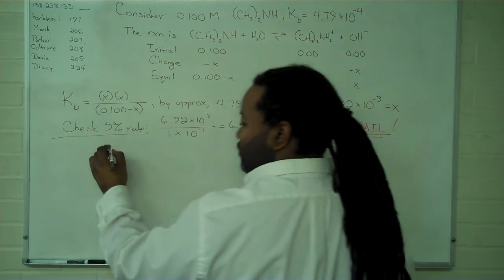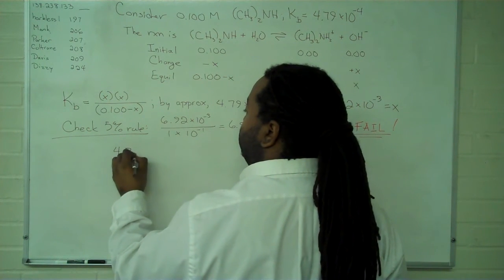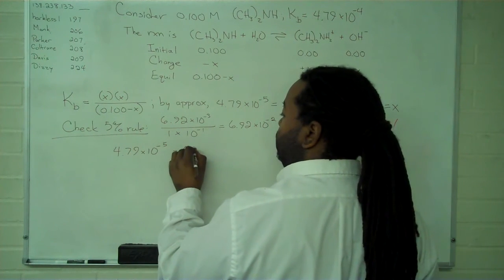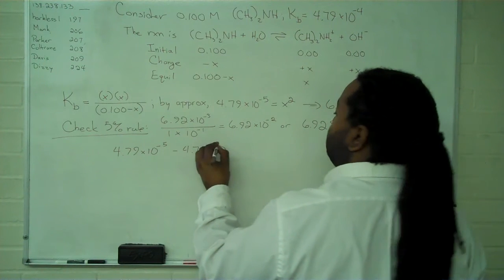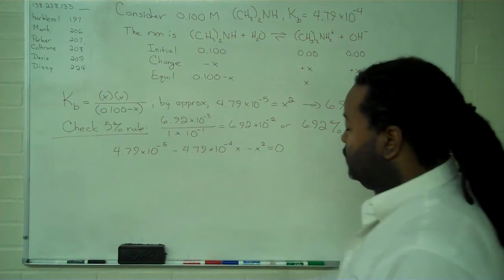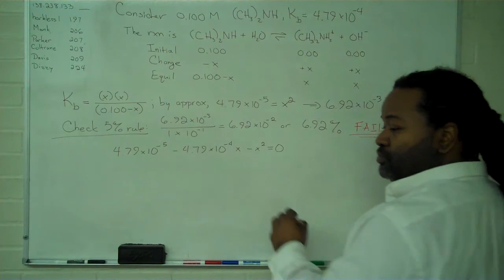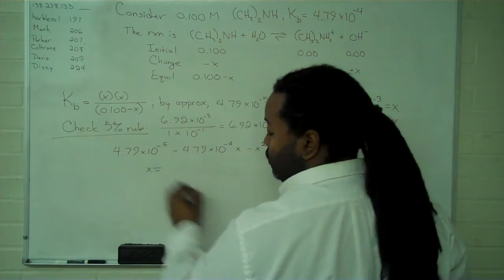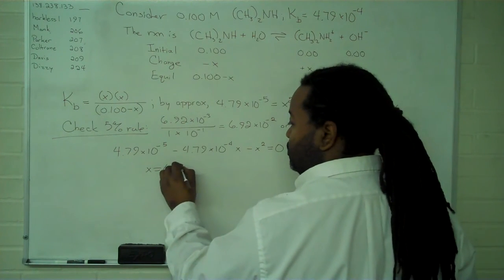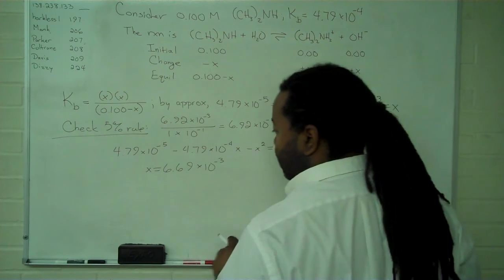and while I won't go into all of the details of writing everything out, I will write the actual formula itself. 4.79 times 10 to the minus 5 minus 4.79 times 10 to the negative 4 x minus x squared equals 0. So we can pull values for a, b, and c and plug that into the quadratic formula. And what we find for the one answer that actually works is that our hydroxide ion concentration will be 6.69 times 10 to the negative 3.